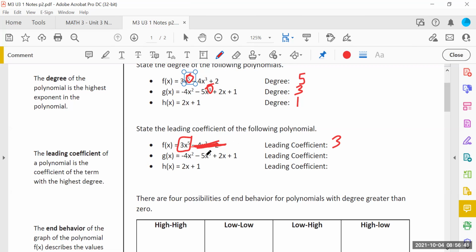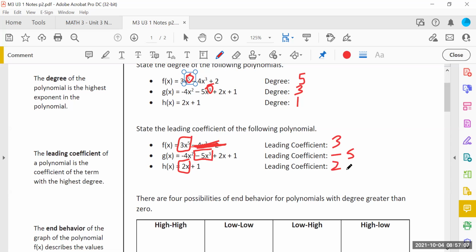So the next one, again, that highest degree was the 3 right there. That's the one we're looking at. Its leading coefficient is -5. So do watch out for the negatives, right? That is a piece of it as well. And then h of x equals 2x plus 1. Again, we're just looking at the 2x right there. We said that it was a first power, a leading coefficient of 2.